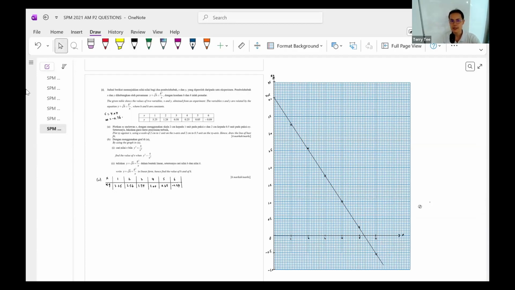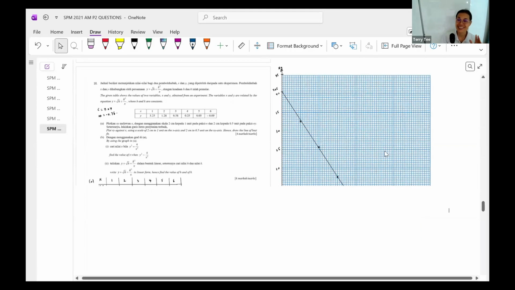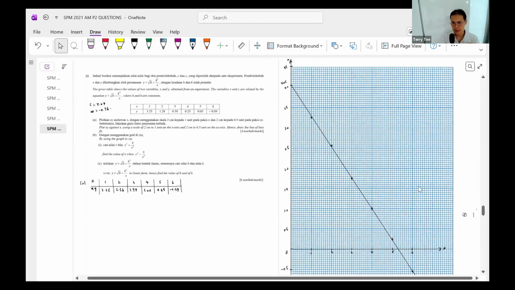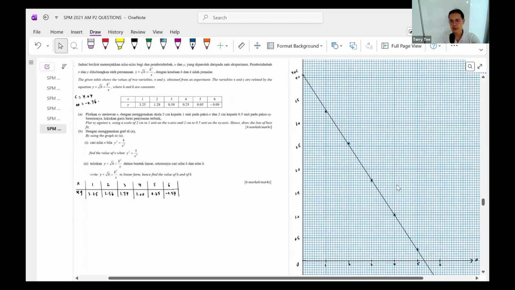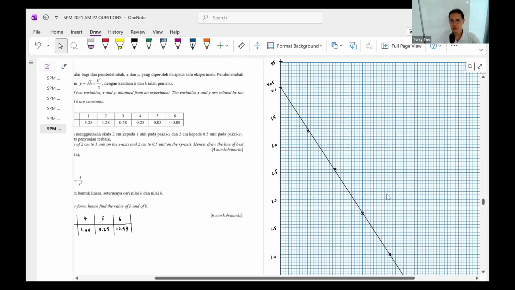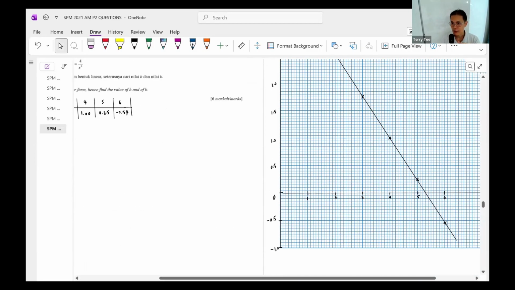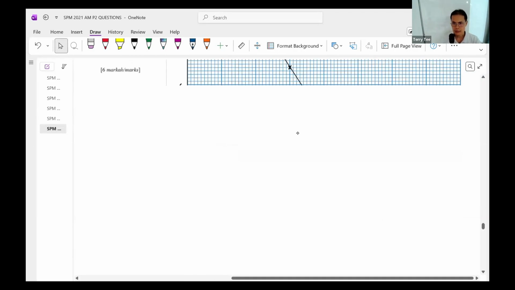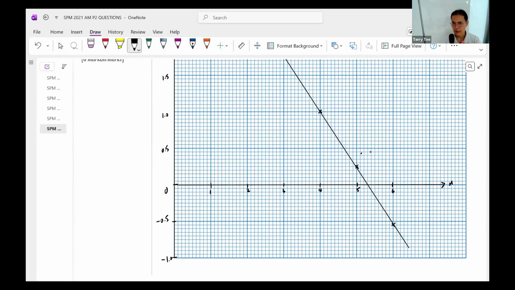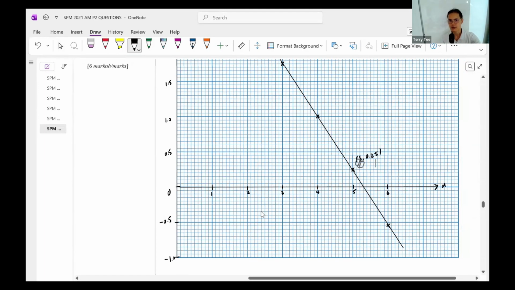Okay. Now, next. Once you got this, the next thing we want to do is find the gradient. My gradient is negative 0.76 just now. For gradient, I like to use 5 boxes horizontally. You can use other points. So this is 4.05. The second one I will get 5 point what? It looks like you can take this, right? 5 and 0.25. Yeah, 5 and 0.25.